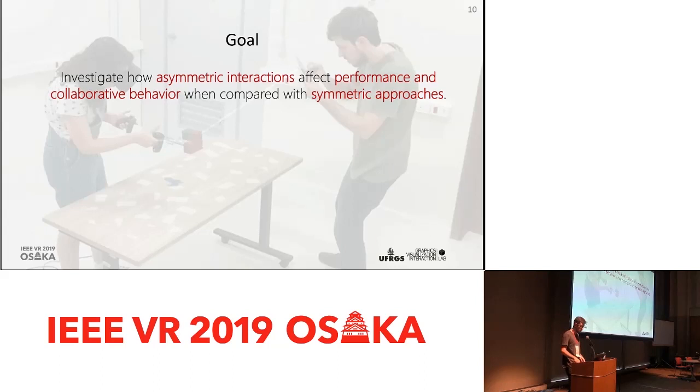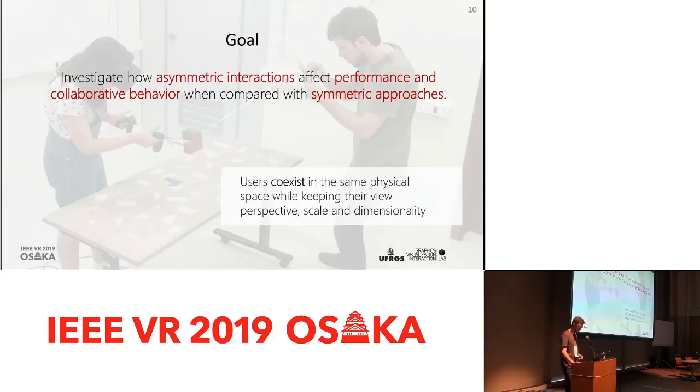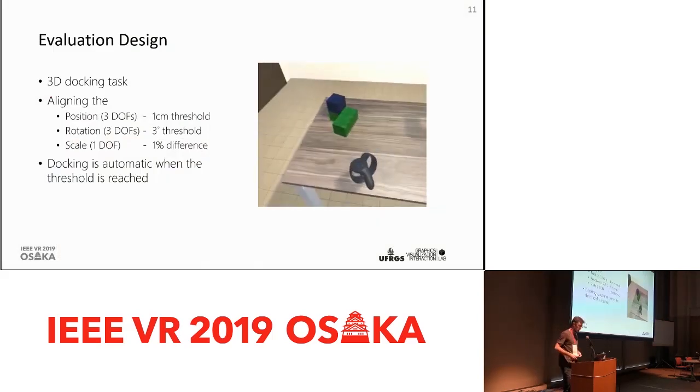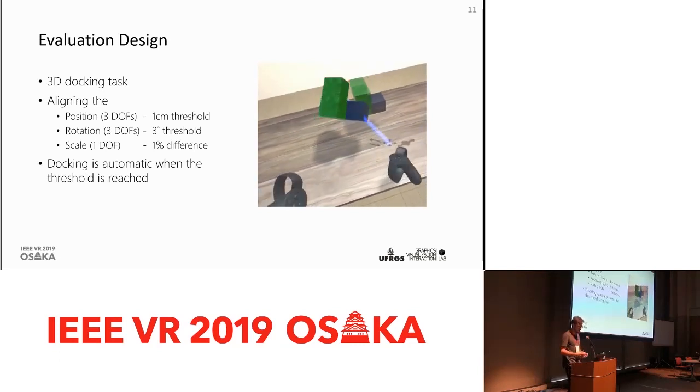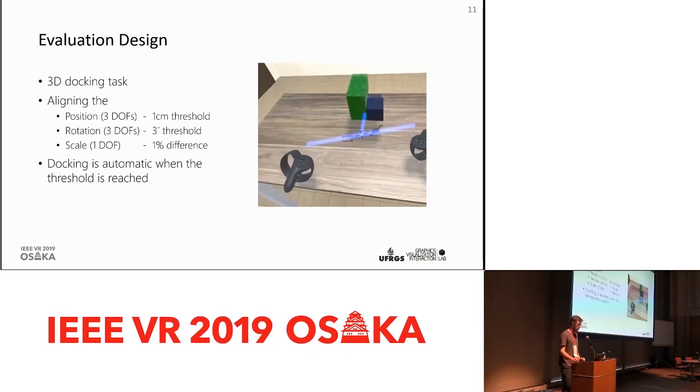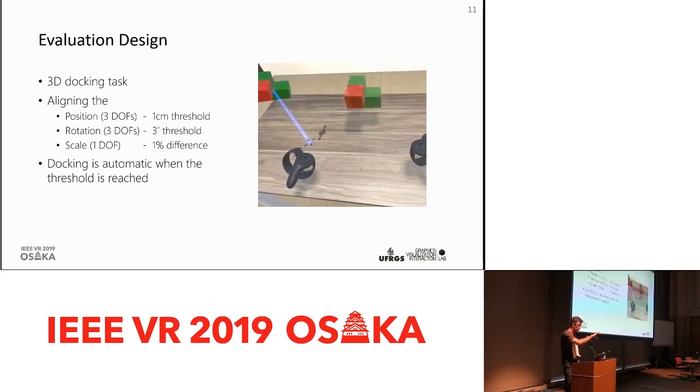The main goal of this work was to investigate how asymmetric interactions affect performance and collaborative behavior when compared with symmetric approaches. We restrict our study to users sharing the same physical space, while also keeping the view perspective, scale, and dimensionality the same. We have done these evaluations with a 3D docking task. The idea is that users have to move an object to a certain position and orientation and align position, rotation, and scale.